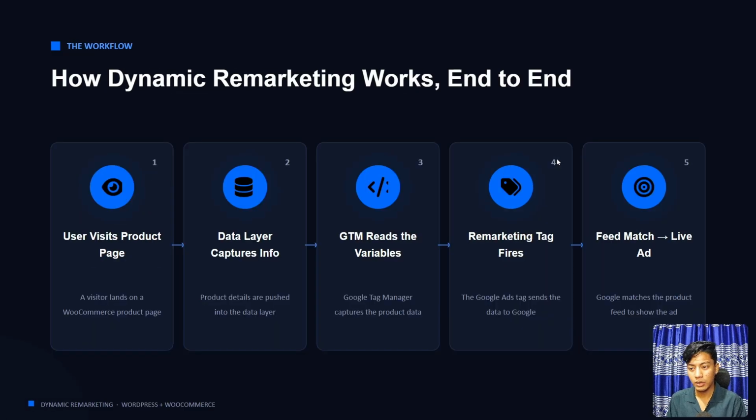Okay, now we will learn how dynamic remarketing works in detail. First, the user visits a product page. After that, the data layer captures information. Then GTM reads the variable. After that, the remarketing tags fire. Then the feed matches, and then the ad goes live.